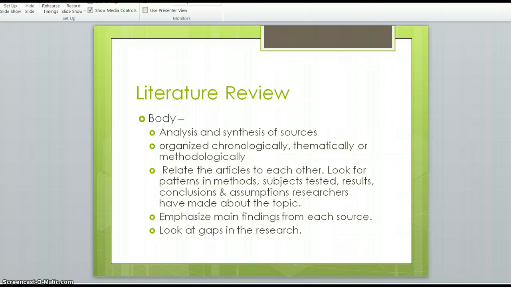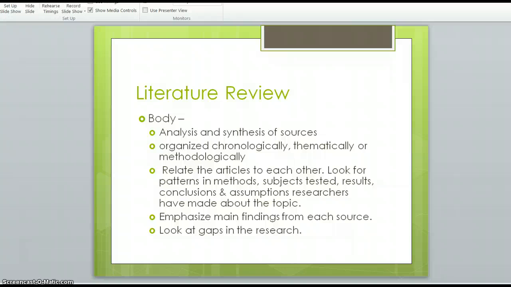The body of your literature review should be analysis and synthesis of the sources you have. We talked about this last time. You can organize them chronologically, thematically, or methodologically. Because we're doing a mini literature review, the chronological framing more than likely is not going to work, because that's when you look at the history of something over decades.